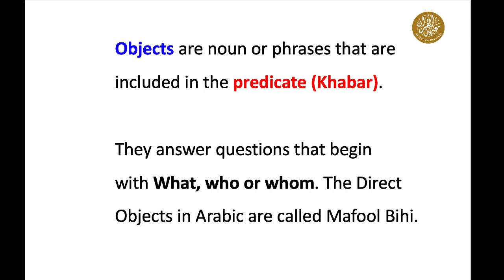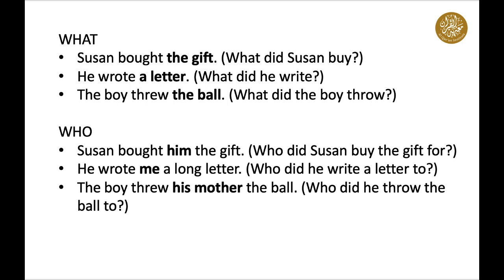Example. Susan bought the gift. What did Susan buy? She bought the gift. So the gift is the answer to the question what. He wrote a letter. What did he write? A letter. So the letter is the answer to the question what in the sentence. So that's an object or Mafool bihi in Arabic.